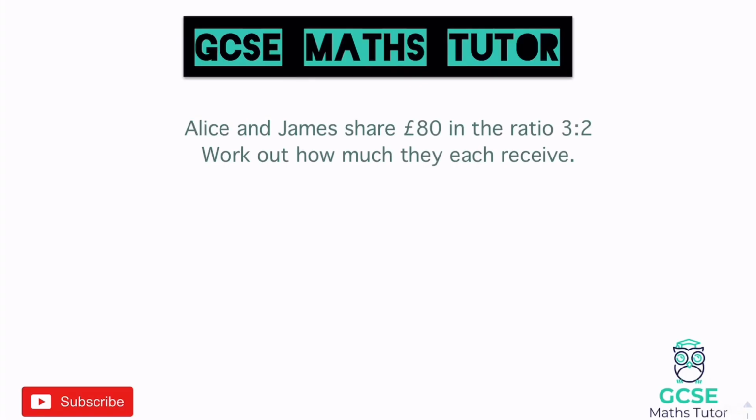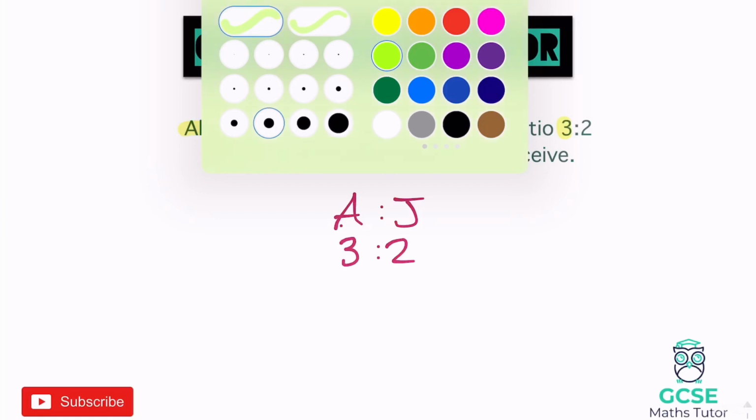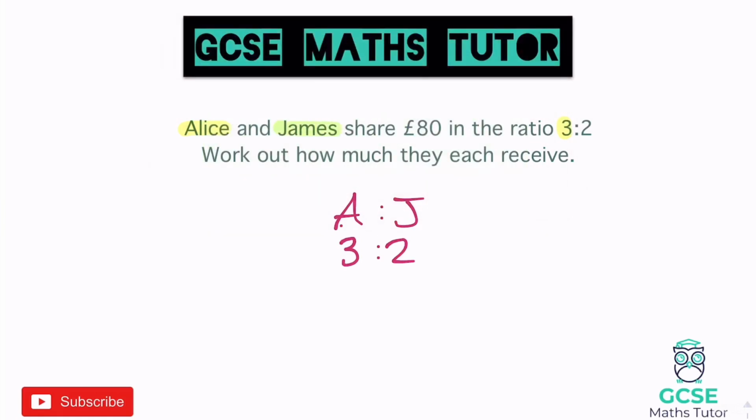Now first things first, whenever I'm looking at a ratio I always bring it away from the words, so rather than looking at these words here I'm going to have A and J as my Alice and James. It says that they share it in the ratio 3:2, and obviously not forgetting when it comes to ratios that the first name that's mentioned is relevant to that first number that's mentioned. So Alice is the 3, and James is going to be the 2.